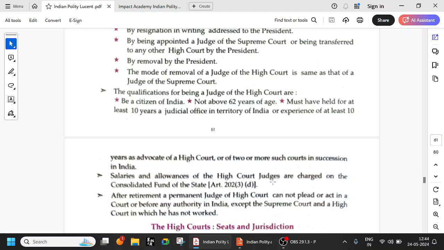So salaries and allowances of the High Court judges are charged on the consolidated fund of the state. So there is no separate voting for it. Okay, so consolidated fund of the state, Article 202.